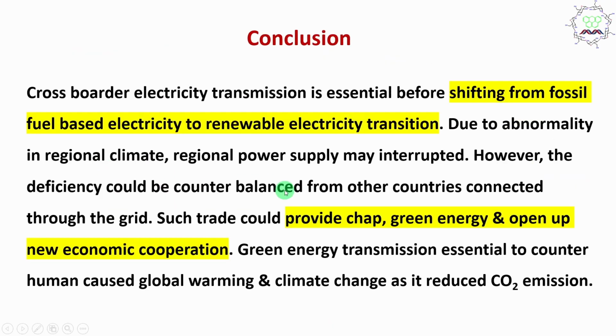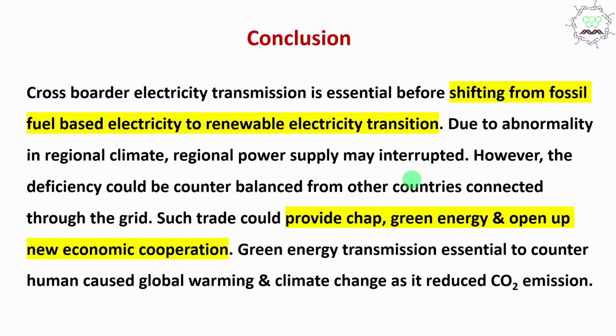Now, in conclusion, whatever we learned, this cross-border energy transmission is essential before shifting from fossil fuel-based energy sources to renewable energy sources, because renewable energy supply is not spontaneous. Some abnormality or irregularity is there, so that could be handled, and in order to handle that irregularity, a significantly technologically enhanced grid system is essential. Then only we can ensure power supply.